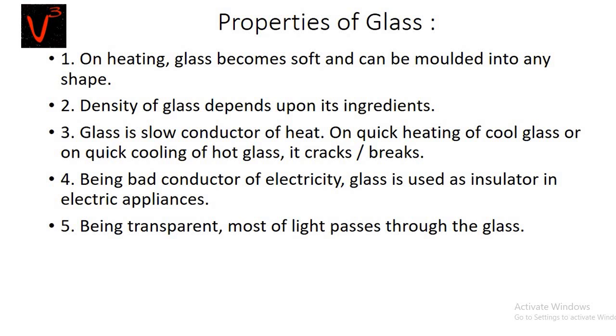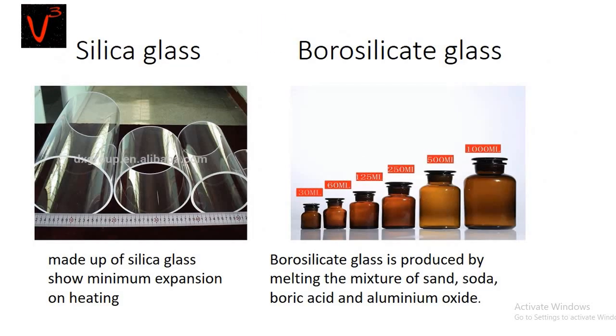Let us see some different types of glasses. The first type of glass is silica glass. This is produced by using silica. Items made up of silica glass show minimum expansion on heating. It is not affected by acid and alkali. Due to this, silica glass is used to produce laboratory glasswares.